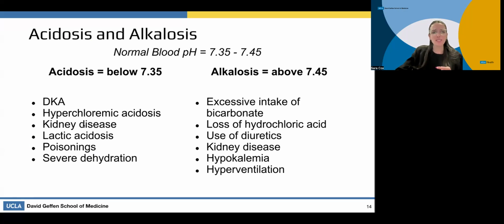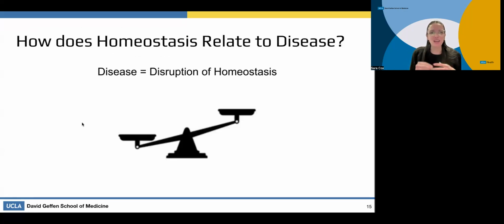And so that brings us to this last conversation of how does homeostasis relate to disease? Well, disease at its core is just disruption of homeostasis. It's the failure of a system to adapt back to homeostasis or the inability to recover.